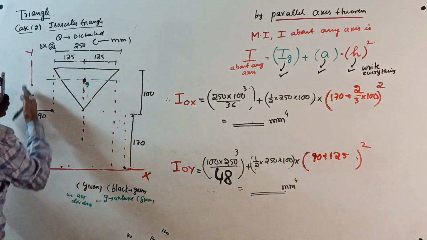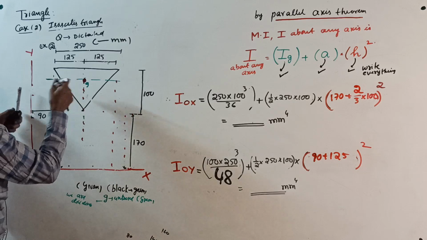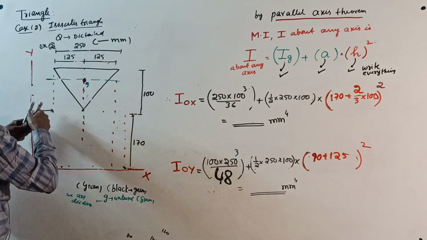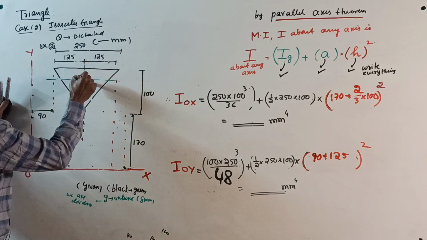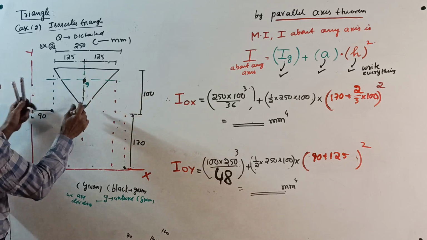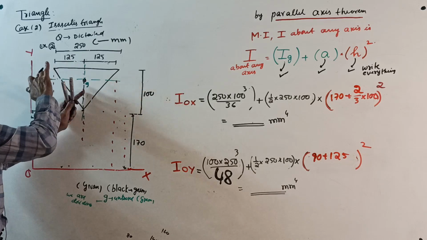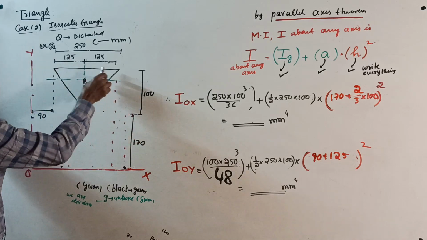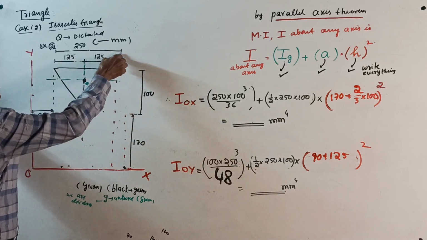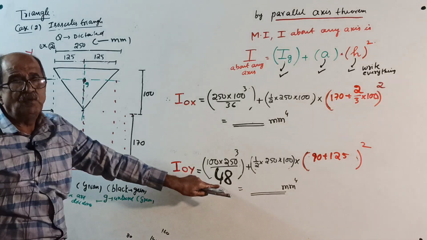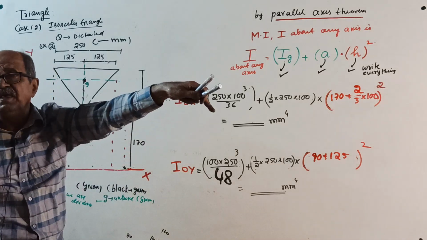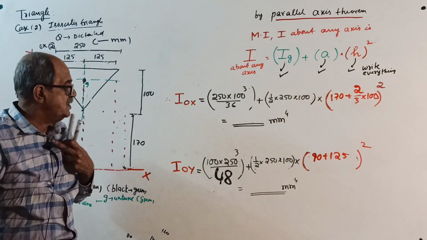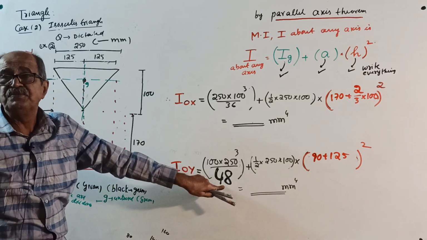I about OY. First, about its own axis. See here. Oh, same problem. It is not the base, it is common. I already told you 1000 times, leave it now. About this axis, the formula is parallel, 100 into 250 cube by 48. Now I will not explain. Go back to earlier classes, study and come back. I told repeatedly, 10, 15, 20 times I told.